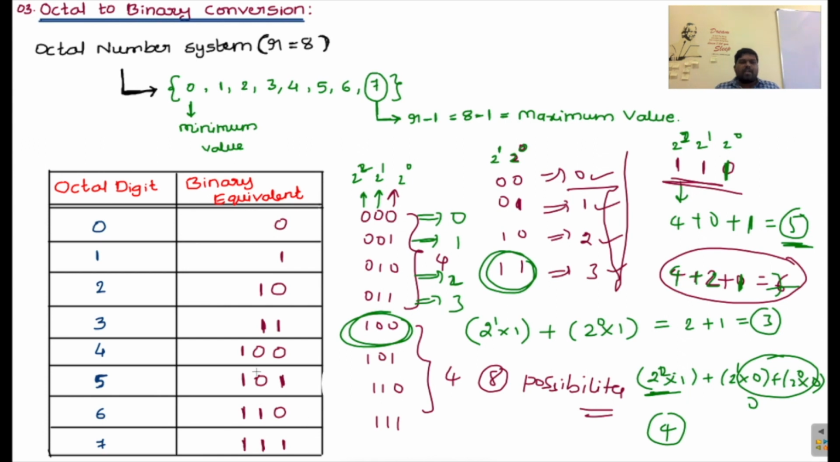These all are binary equivalents for octal digits 0 to 7. Just you can observe here, in order to represent binary equivalent for all octal digits, we can use maximum 3 bits, right? If you want to represent this 7, we need maximum 3 bits.